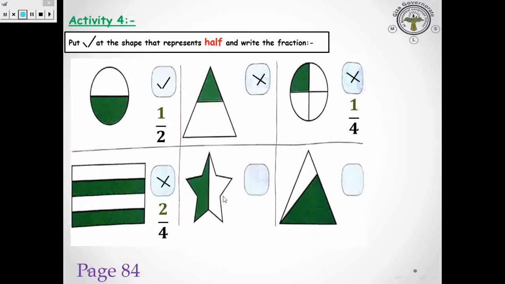Next shape. This shape divided into 2 equal parts. How many shaded part? 1. Right, 1 and up. How many total parts? 1, 2. Right, 2 and down. So this shape that represents half. Put mark. Next shape. This shape divided into 2 parts but not equal parts. So this shape not fraction.